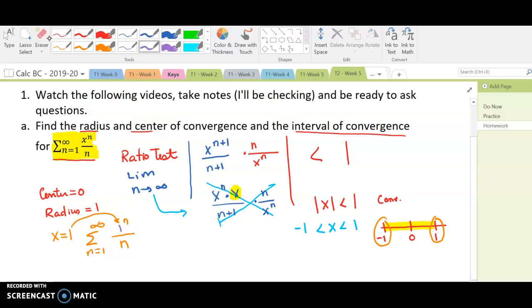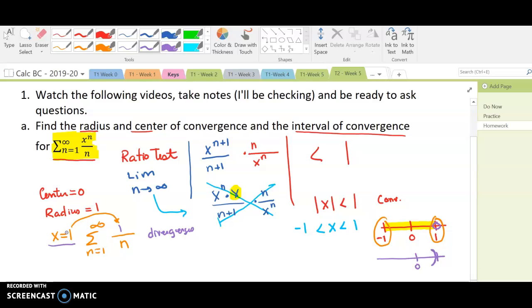Well, 1 to the n is just 1, and 1 over n diverges. This is a harmonic series, a p series with p equal to 1. So that means when x equals 1, we are divergent, and so I need to put an open circle there. Or you can think of it as 1 with a parenthesis.